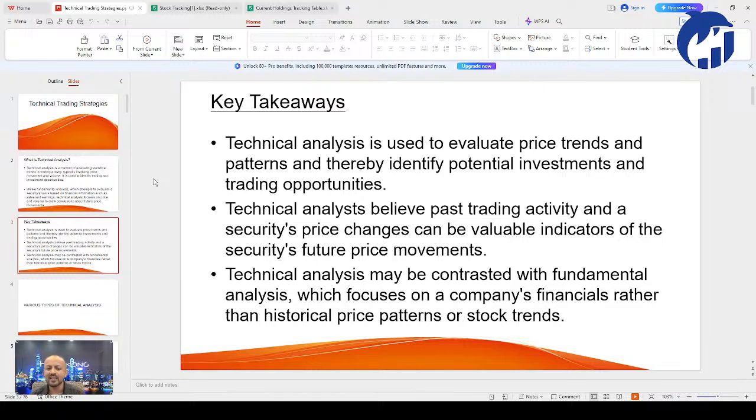But when it comes to technical analysis, we basically use charting software, right? And charting software will be used to evaluate price trends and therefore identify potential investment and trading opportunities.